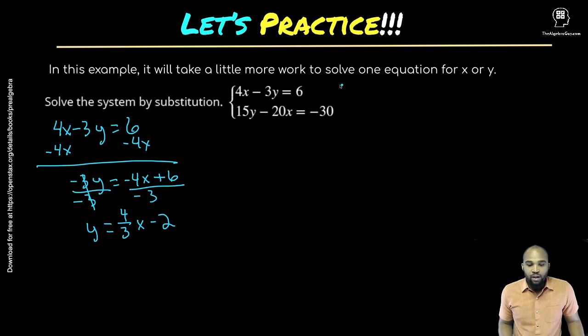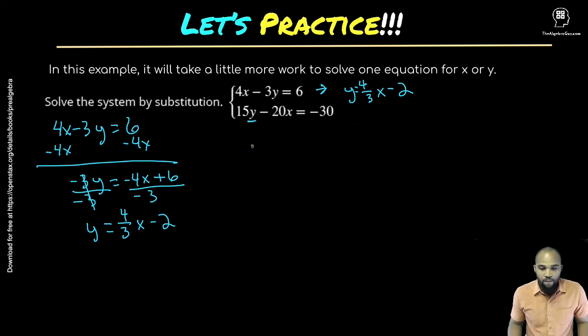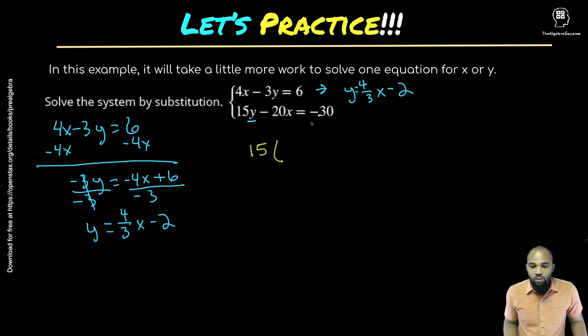All right, so we found that this is the same thing as y equals 4/3 x minus 2. So we can plug in 4/3 x minus 2 everywhere we find a y. So let's do that for the second equation. 15 times, instead of y, we're going to put 4/3 x minus 2 and minus 20x equals negative 30. All I did was continue writing that equation.